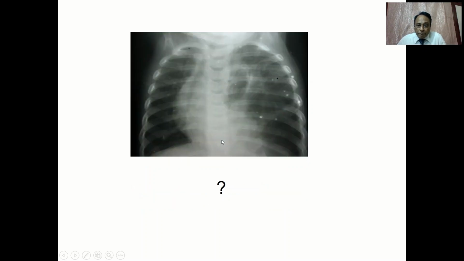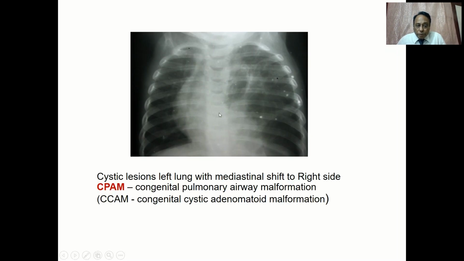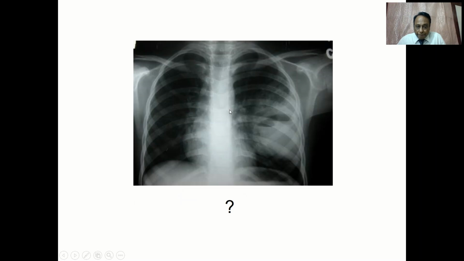Here, look at the mediastinum. The mediastinum is shifted to the right side. What is the reason? There is a lot of cyst, pneumatocele. Not pneumatocele; there is no empyema history, and it is a very young child. So there is a cyst on the left side that pushes the mediastinum to the right side. Those days we called it congenital cystic adenomatoid malformation. Now the terminology is CPAM, congenital pulmonary airway malformation. There is a CPAM of the left lung pushing the mediastinum to the right side.